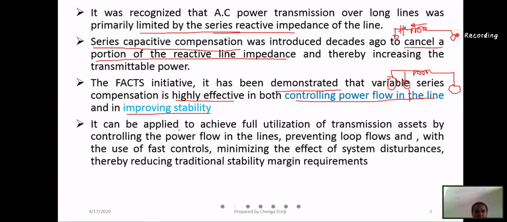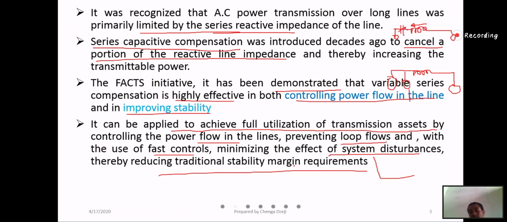Another point is that it can be applied to achieve full utilization of transmission assets by controlling the power flow in the lines, preventing loop flows, and with the use of fast control, minimizing the effect of system disturbances, thereby reducing the traditional stability margin requirements. Later, with the equal area criterion, we will see how using compensation the stability margin is improved or increased.